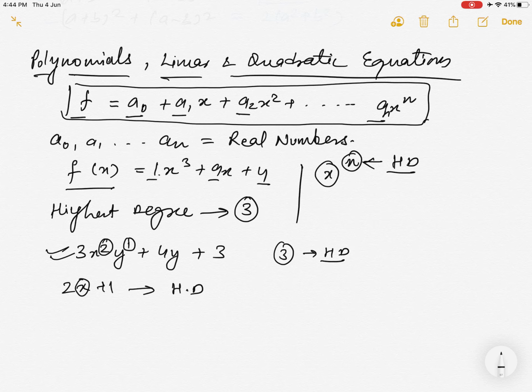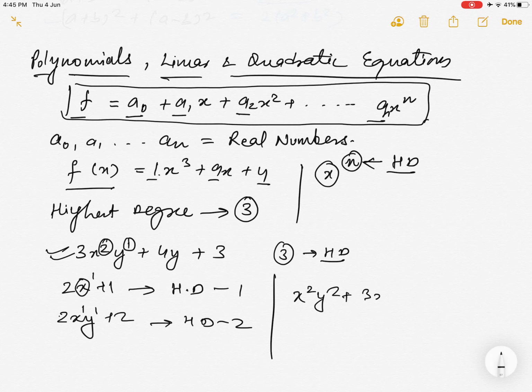Now if I write an equation like 2x + 1, then what's the highest degree of polynomial? Then you'll consider x, and since x to the power 1 is there, you'll say highest degree is 1. If I write 2xy + 2, you will say highest degree of x is 1, highest degree of y is also 1, so you can write highest degree as 2. Similarly, if I'm writing x^2 y^2 + 3x + 4, and I ask you what's the highest degree of the polynomial, you'll say for x it's 2, for y it's 2, so highest degree is 4. I hope you get the picture now.